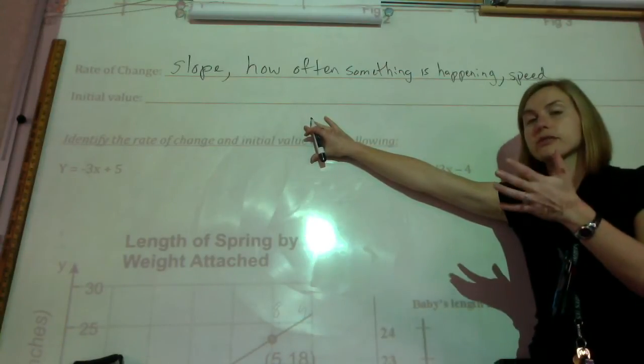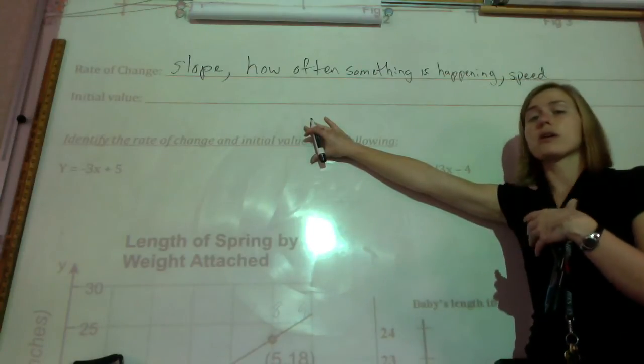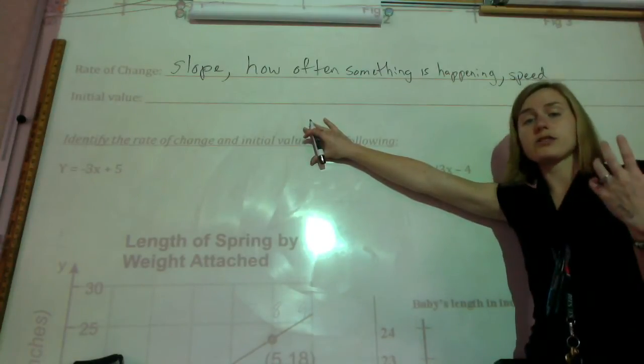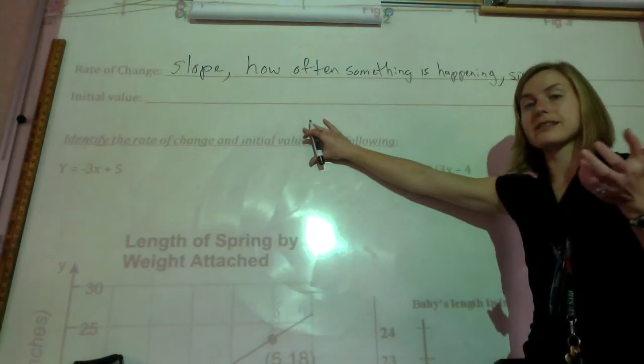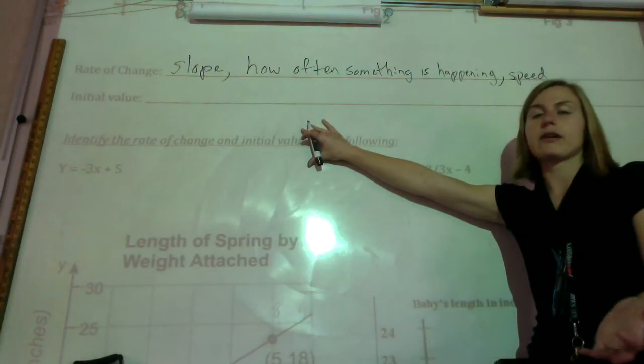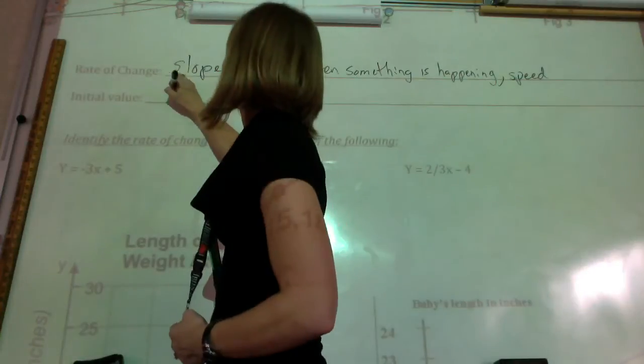Or I'm going to have a race with someone, but they're starting 5 feet ahead. Or I need to go to a store like Costco, but they charge you just to get in the store. So that's the initial value that I have to spend without actually even buying anything.